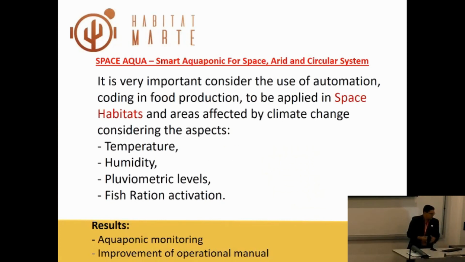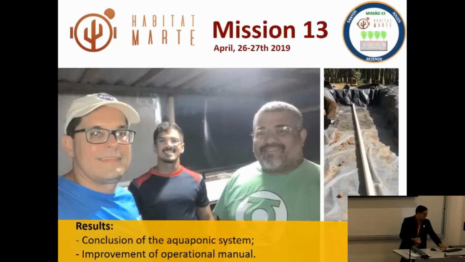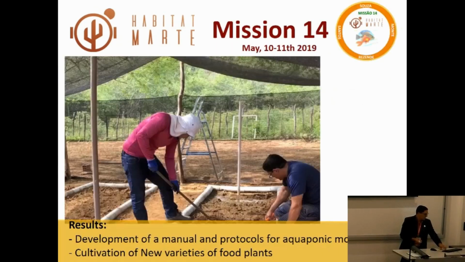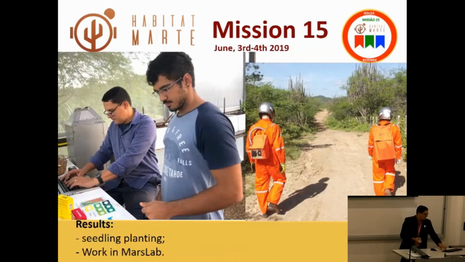And then we are developing what we call in the space Aqua, smart aquaponics for a space-adapted circular system. We are developing some automation processes using Arduino, and this system is also used to control the temperature, humidity, pluviometric levels, and refrigeration activation.